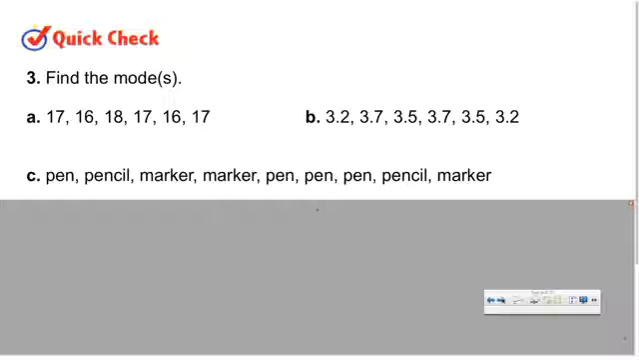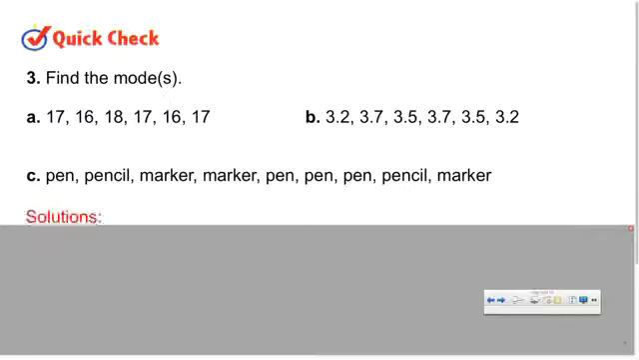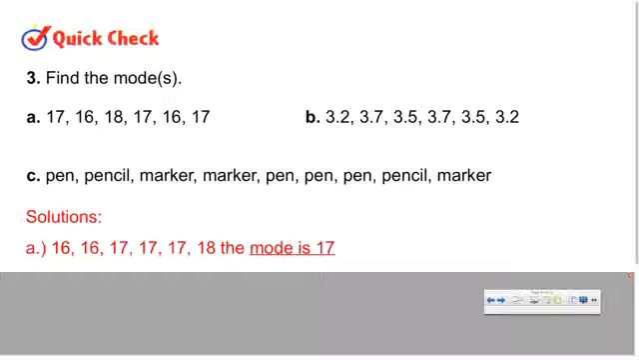So who can tell me what the mode is for the first example? 17. Do you guys agree, 17? 17 happens 3 times, 16 happens twice, 18 happens once. The mode is 17. Now for the next one, who's got the next one?